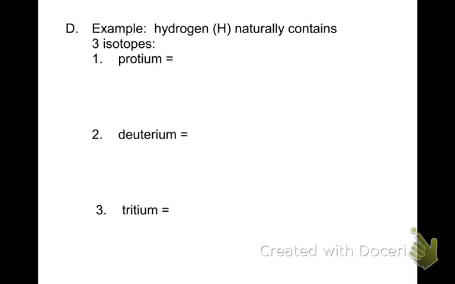So, taking a look at our examples of isotopes. There are 3 natural isotopes of hydrogen. And those isotopes are known as protium, deuterium, and tritium. The only difference between these 3 atoms of hydrogen would be the fact that they all have different numbers of neutrons. Now, protium is actually a proton, but what I'm going to do is show you isotope symbols of each one of these different isotopes of hydrogen.